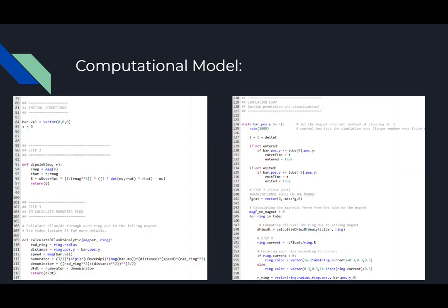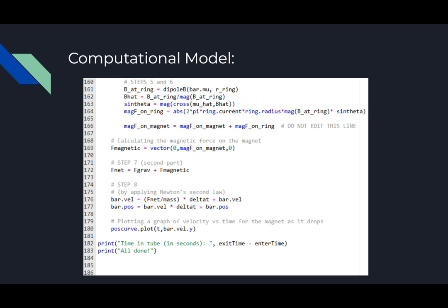Then the code will go into calculating the change in magnetic flux over time as the magnet passes through the tube. It will then use this flux to calculate the magnetic force on the magnet based on each ring in the tube, and then be multiplied by the length of the tube. Finally, it'll add up the force of gravity and the magnetic force on the bar magnet, and it'll adjust the net force and then velocity and position based on the net force at each location.